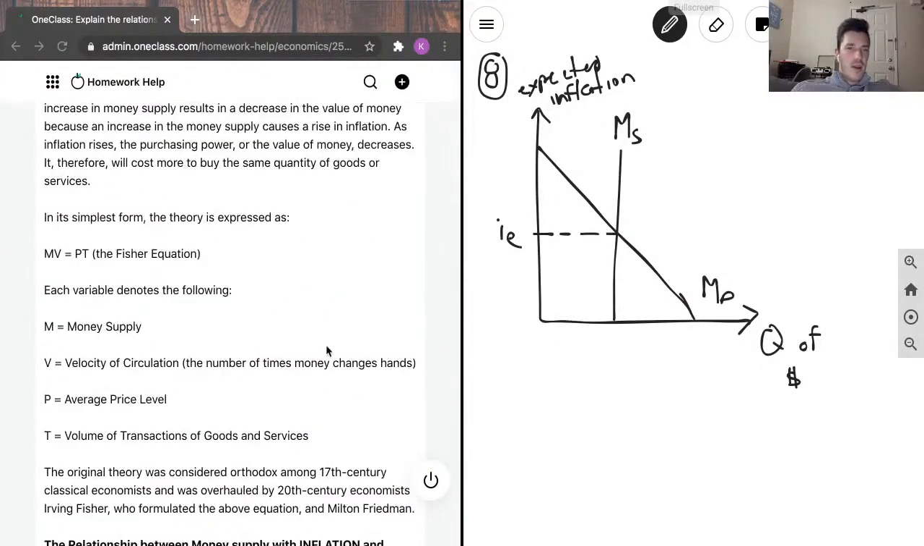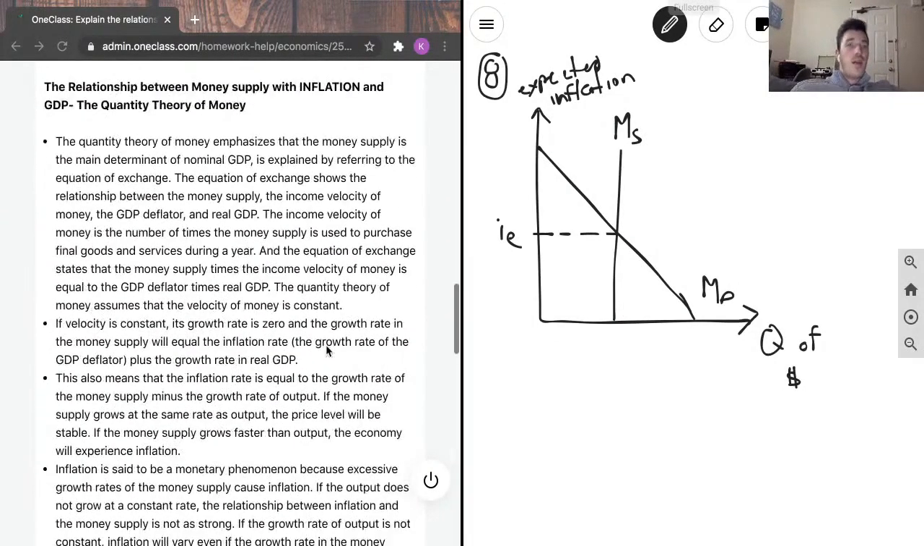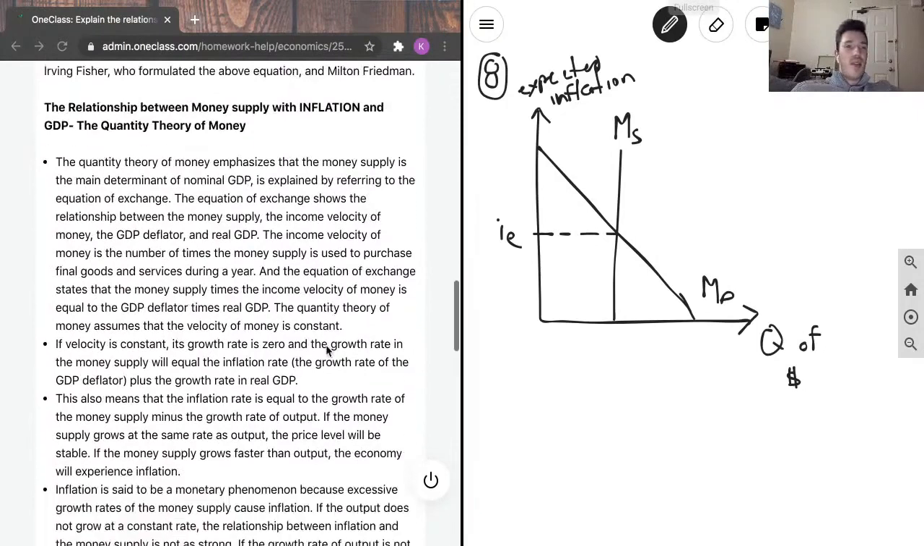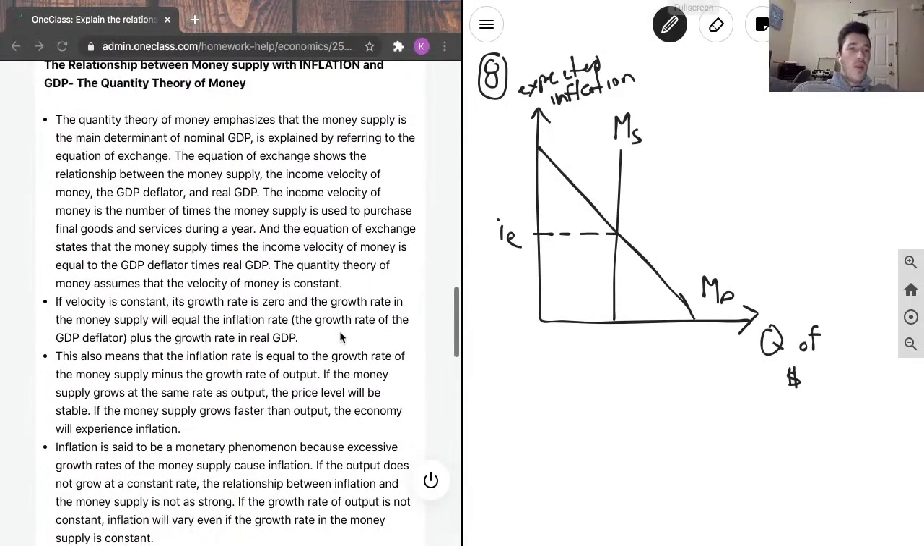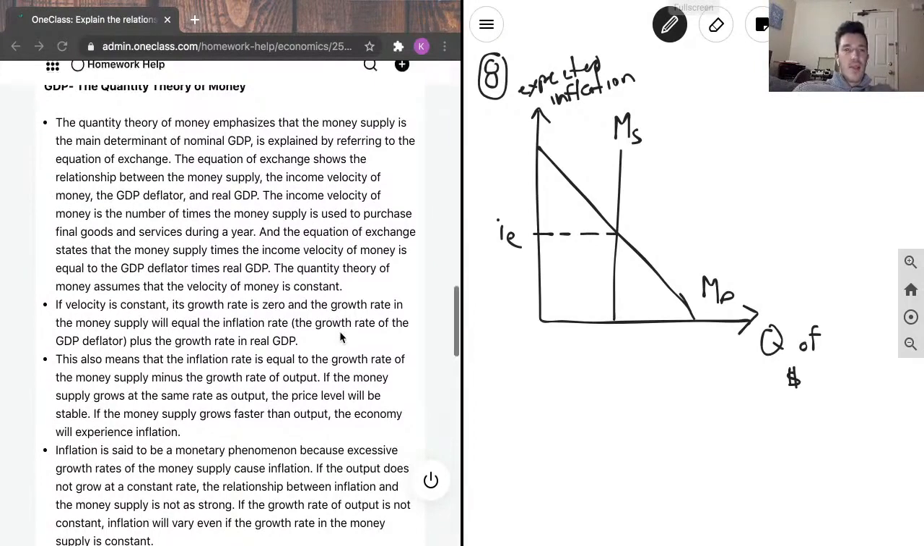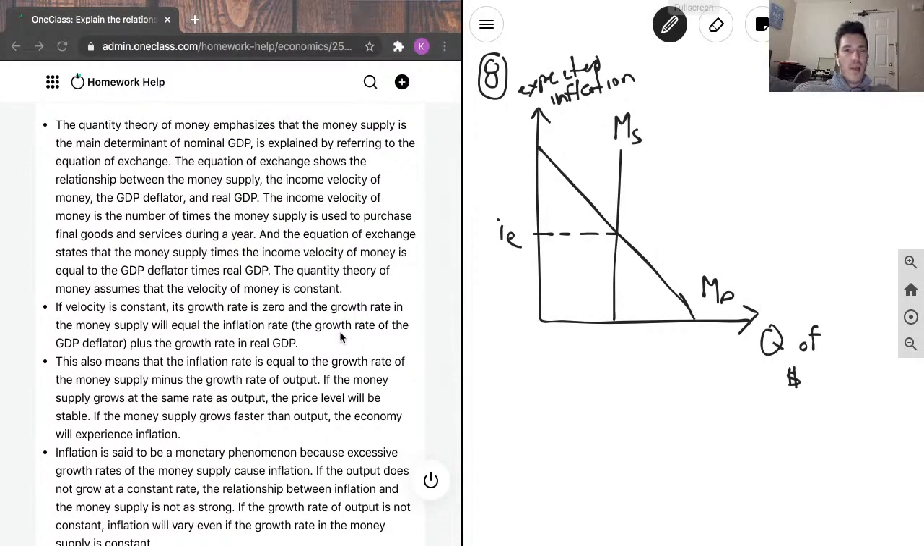I'm going to skip over this, but the relationship between money supply with inflation and GDP, the quantity theory of money. Quantity theory of money emphasizes that the money supply is the main determinant of nominal GDP. It's explained by referring to the equation of exchange. The equation of exchange shows the relationship between the money supply, the income velocity of money, GDP deflator, and real GDP. The income velocity of money is the number of times the money supply is used to purchase final goods and services during a year.